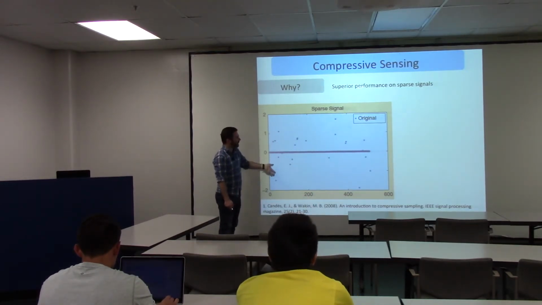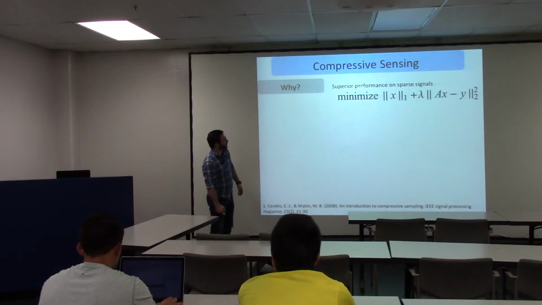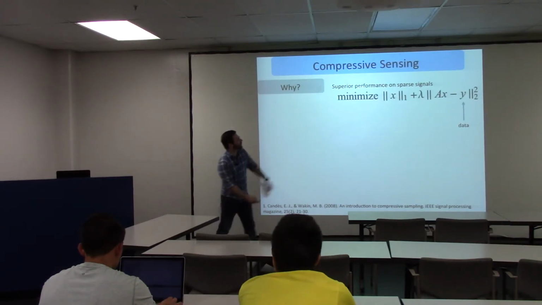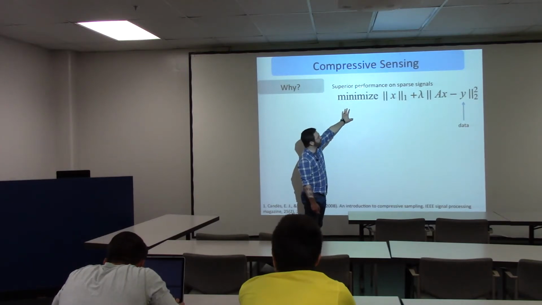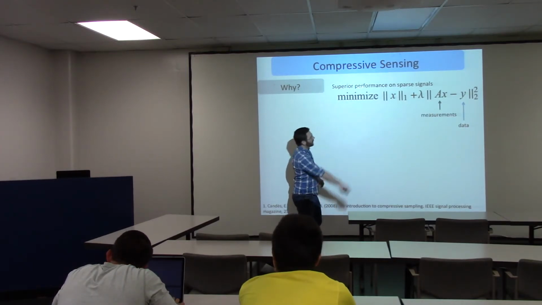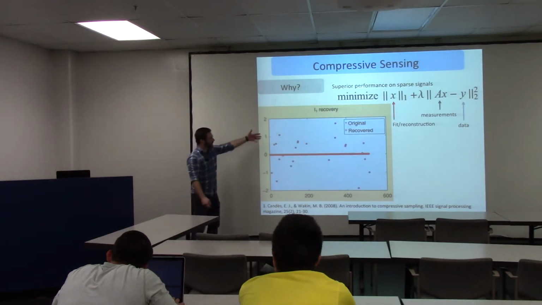And then what you can't see here is the measurement. This is our x, the thing we're trying to reconstruct. You can't see the AX here. But basically, there we go. If you use the basis pursuit denoising, where your data is Y, your measurements are this AX right here, and your X is your fit or reconstruction, you get something that looks like this.